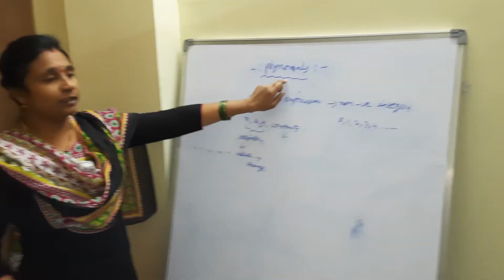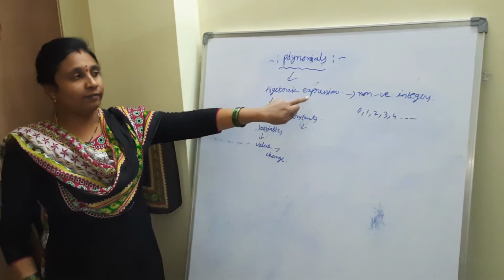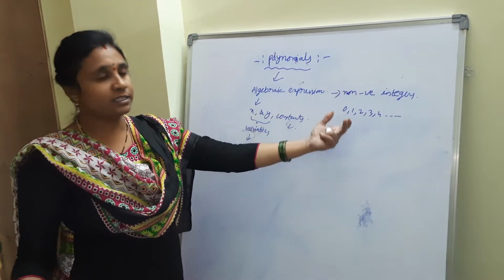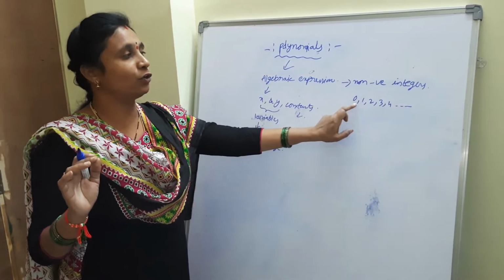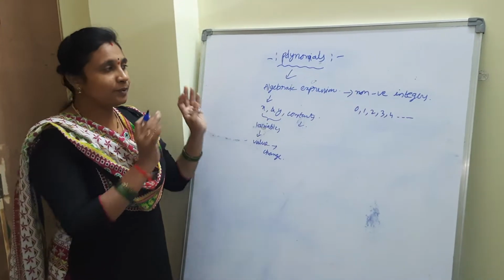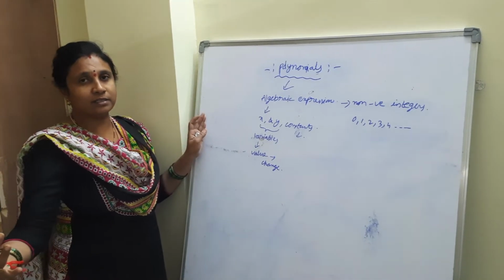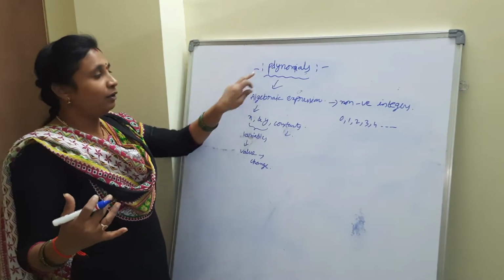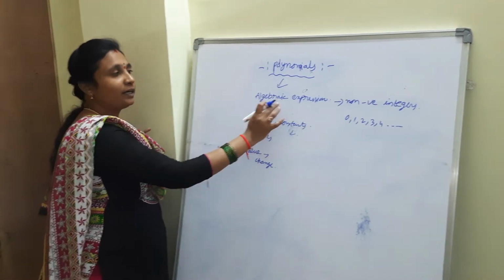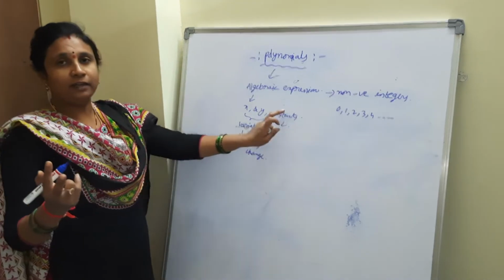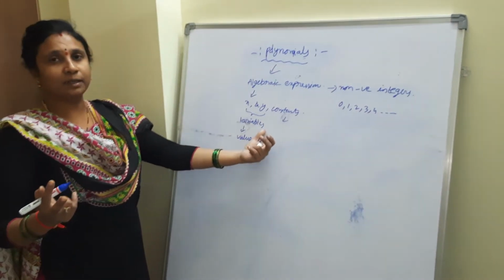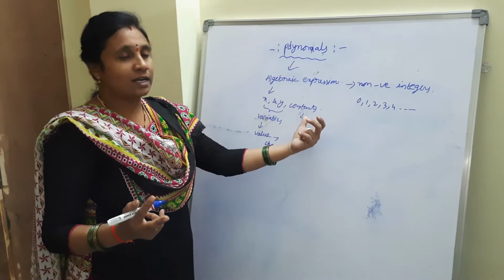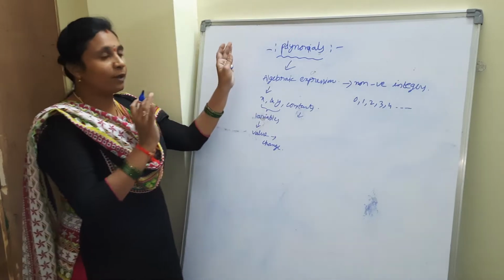A polynomial is an algebraic expression in which the variables involved have only non-negative integers. Non-negative integers means it contains only the values 0, 1, 2, 3, 4. If the algebraic expression contains any negative powers, then it isn't a polynomial. An algebraic expression contains only variables and constants. A variable's value can be changed, while a constant's value doesn't change. This is the definition of the polynomial.